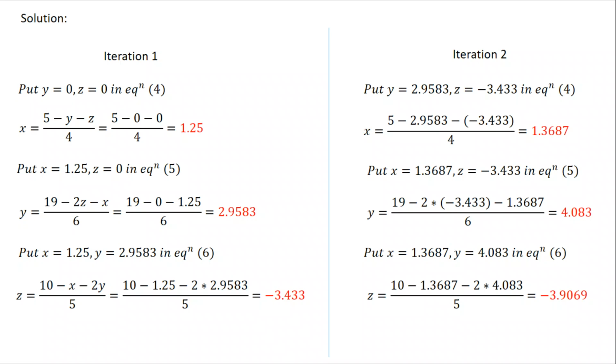If we see the difference between the first iteration x, y, z values and the second iteration x, y, z values, then the x value is 1.25 and in iteration 2 the x value is 1.3687. The y value is 2.9583 and in iteration 2 the y value is 4.083. Then the z value is minus 3.433 and in iteration 2 the z value is minus 3.9069. So the difference is still large here. So go for iteration number 3.